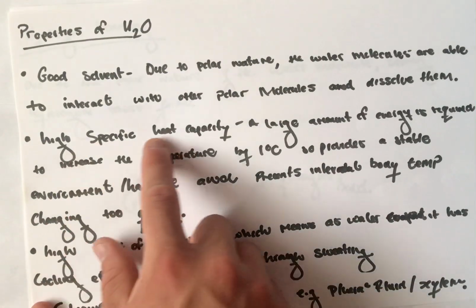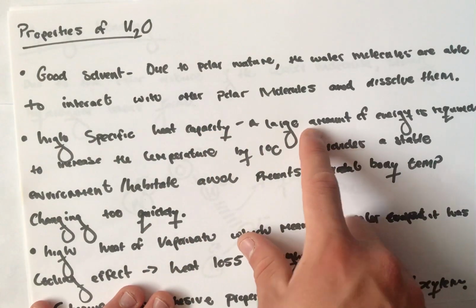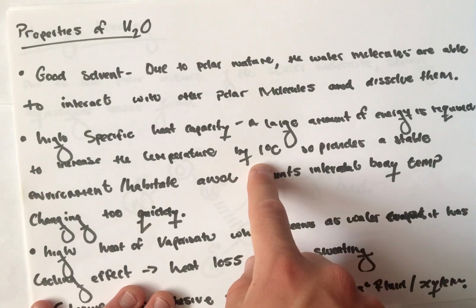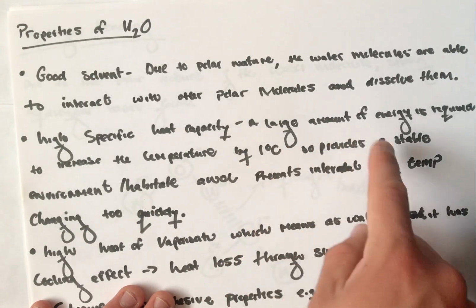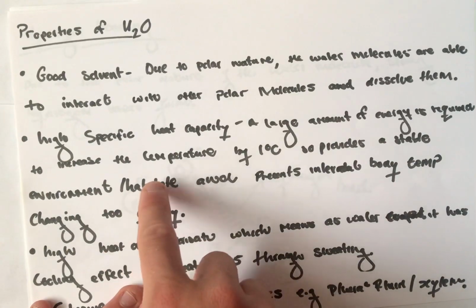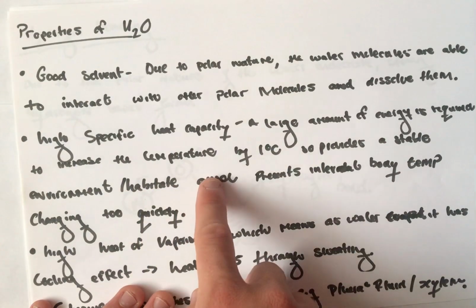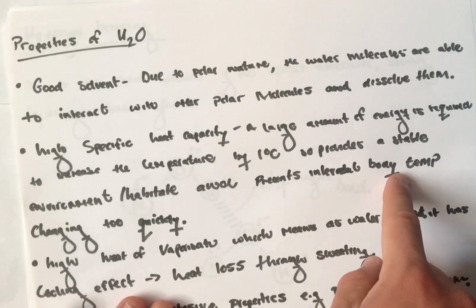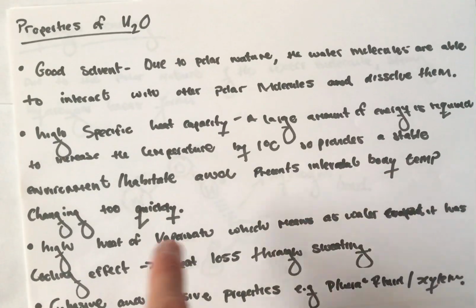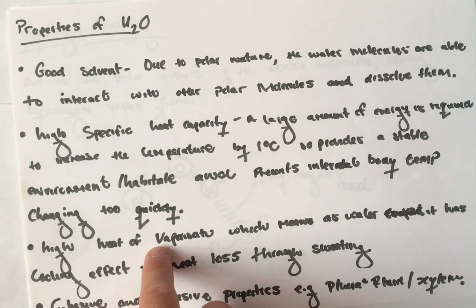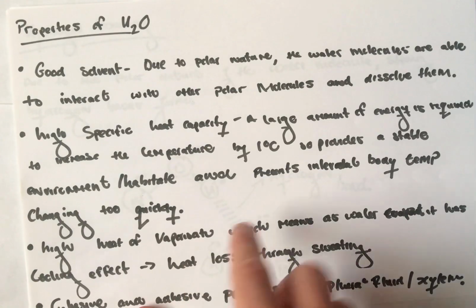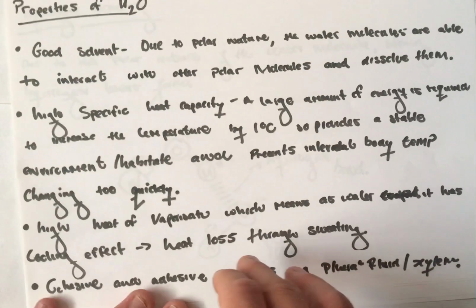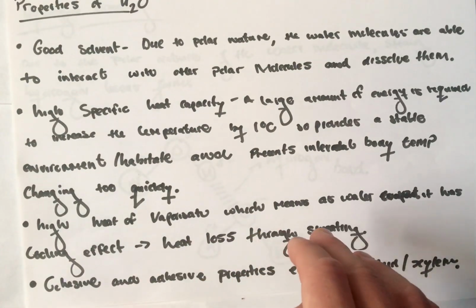Water also has a high specific heat capacity. This just means a large amount of energy is required to increase the temperature of the water by 1 degree C. So this provides a stable environment for aquatic life, and it's also important in the regulation and homeostasis of internal body temperature. In addition, water has a high heat of vaporization, which means as water evaporates, it has a cooling effect, and this is important as it leads to heat loss through sweat.